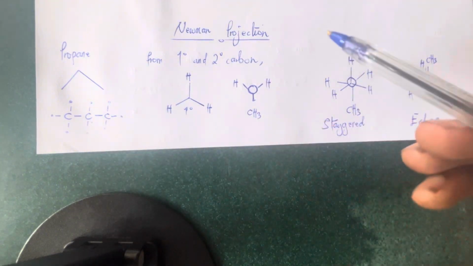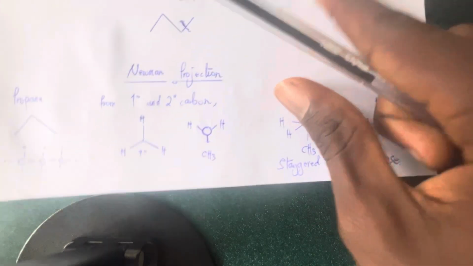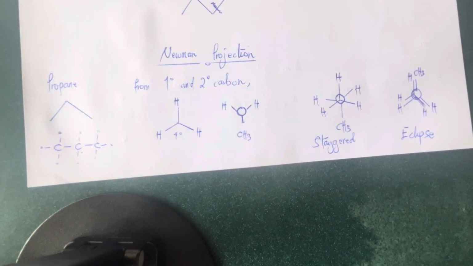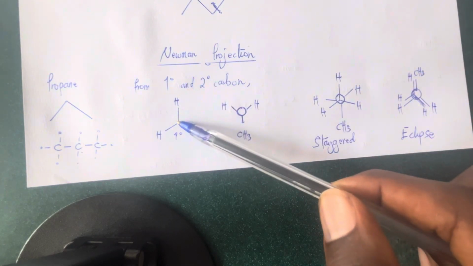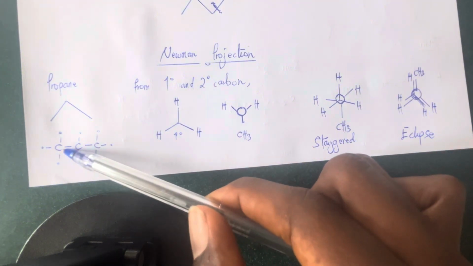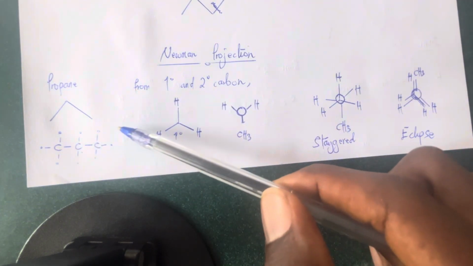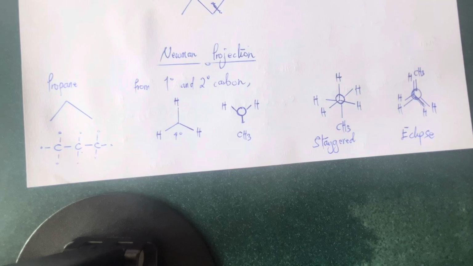I'm just representing the dot as hydrogen to save time. Now, when you are viewing the propane from the first and second carbon, you will take your first carbon. This is your first carbon. That first carbon here, you can see, is bonded to what? 3 hydrogens, and the other bond is bonded to carbon. So that one we are not going to show it. Keep it in mind. That's all about Newman projection.